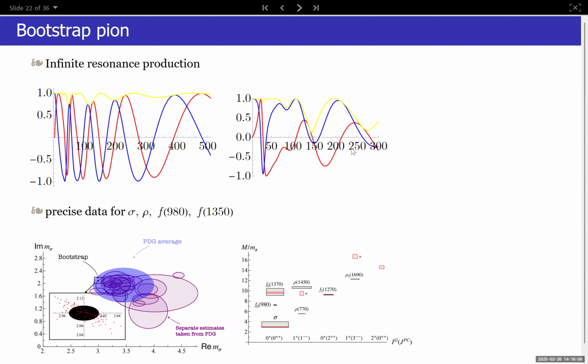This plot is the spin 1, isospin 1 sector, and this sharp shape corresponds to the rho meson.